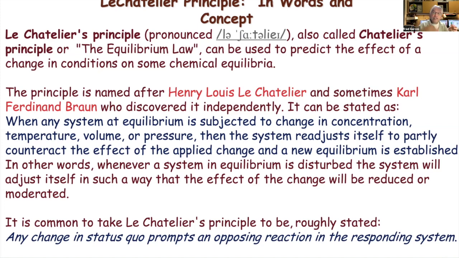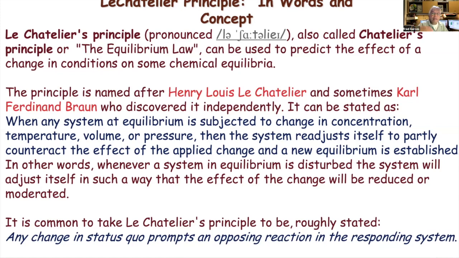So if you apply a stress, whether you're adding more products or more reactant, or maybe you're increasing the temperature, or changing the pressure by changing the volume of the vessel, these are known stresses, then the reaction responds by converting that stress, that excess, into something else, reducing that added chemical or that added stress so that an equilibrium is established again.